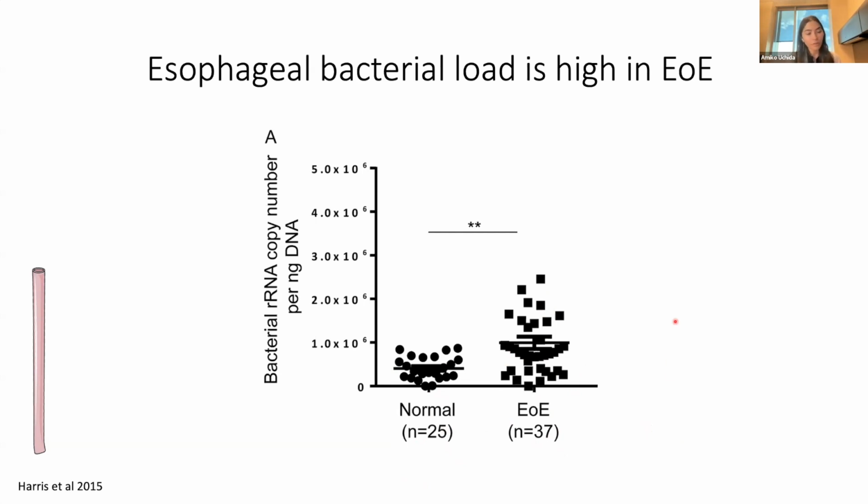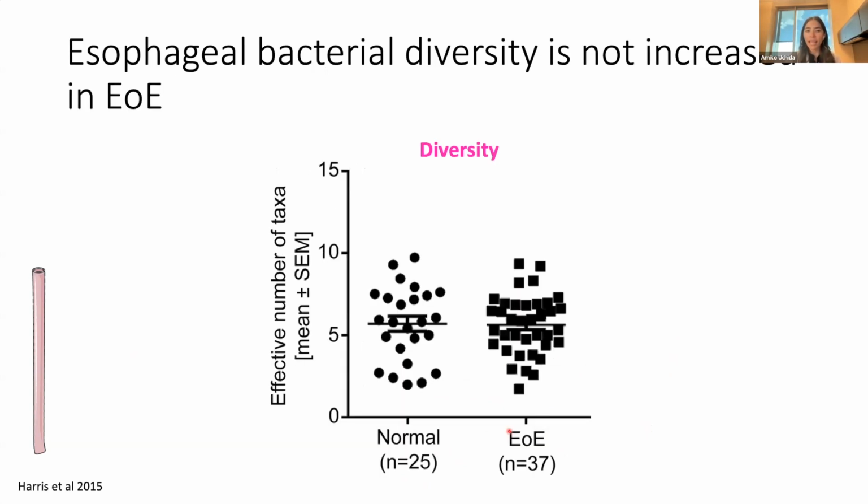And what this group found when they investigated this, again within the esophagus, is that the bacterial load, the abundance there, was higher in patients who have EOE. And so as a next step, they went on to look at the components of the bacteria that are there. They said, okay, well, there's more bacteria. What about the components of the bacteria that are there?